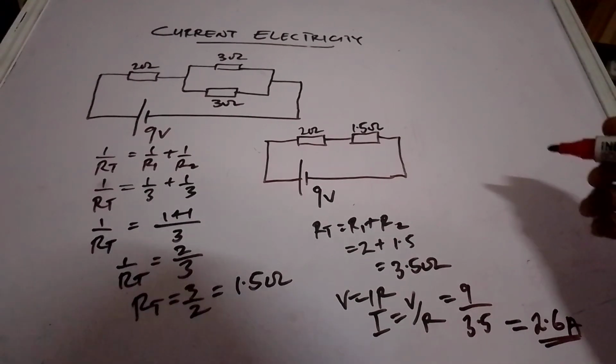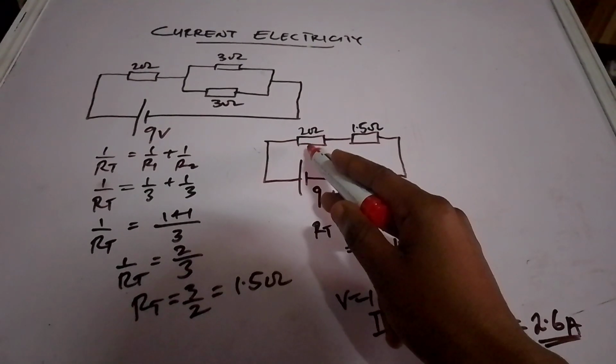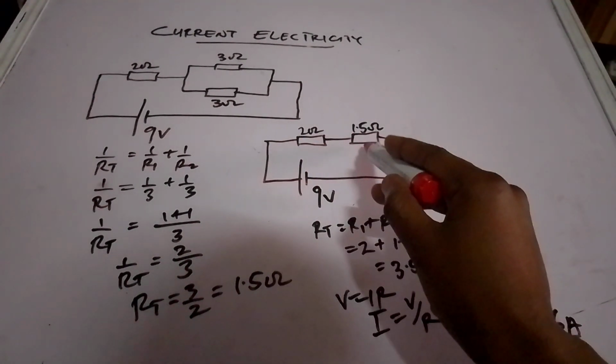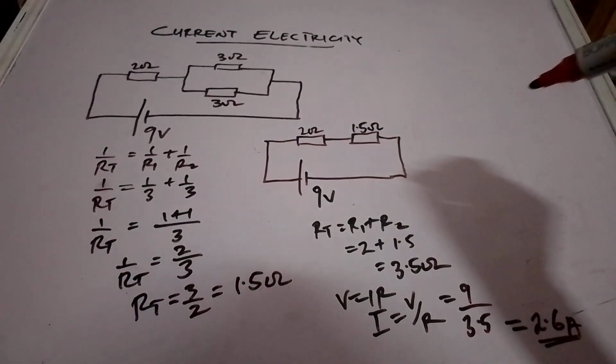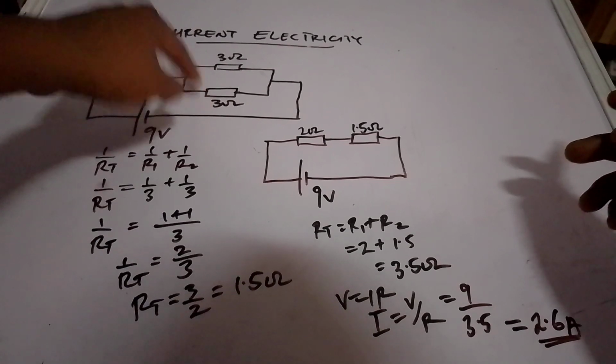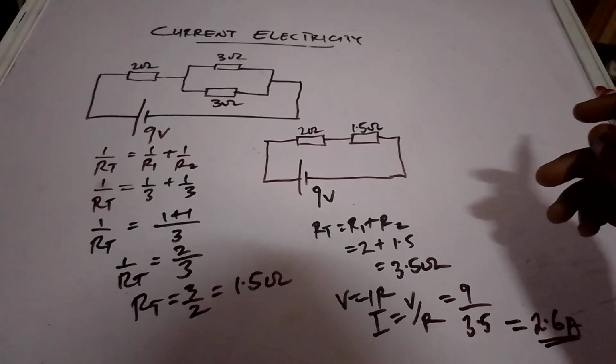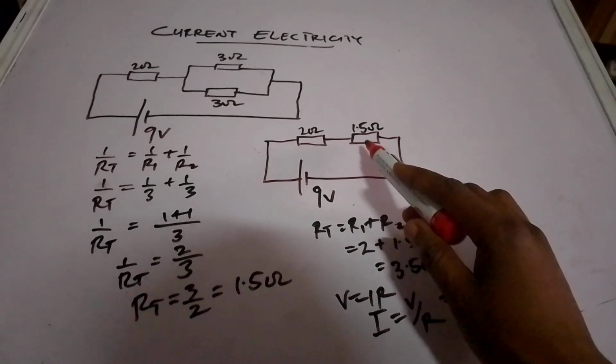But let's go back to these questions. Why? Because they are in series. It's a series connection. The current here is 2.6, and the current here is also 2.6. Good. But what is going to be the current across 3 ohms and 3 ohms? The current across 3 ohms is not 2.6. The current across 1.5 is 2.6.